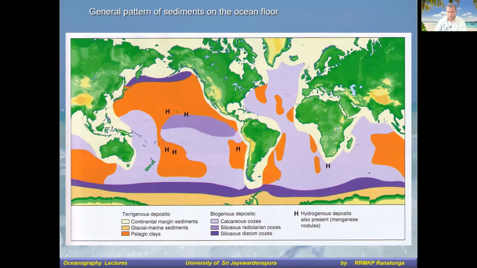So the yellow color means continental margin sediments, which means basically the terrigenous sediments. And purple is calcareous oozes. So just basically what is around Sri Lanka. No indication of any hydrogenous sediments. You see these areas where you have a lot of hydrogenous sediments.